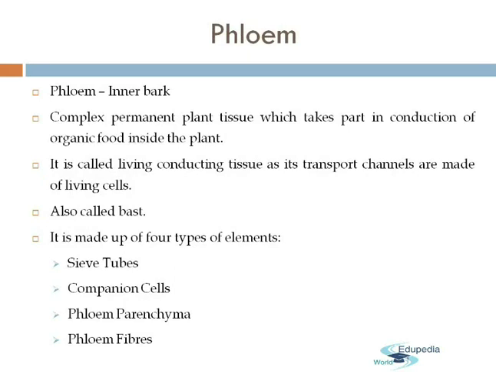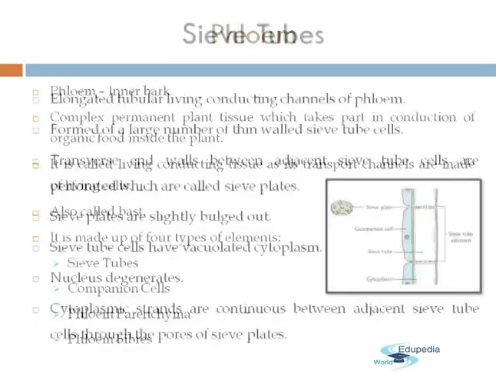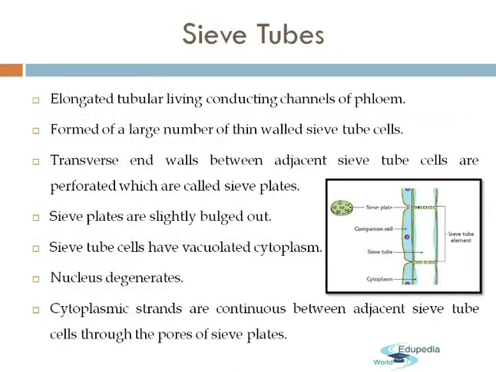Now, let us discuss another complex permanent tissue, that is the phloem. The word phloem means inner bark. It is the complex permanent tissue which helps in the conduction of organic food inside the plant. It is a living conducting tissue as its transport channels are made up of living cells. You are going to find that most of its elements are living. It is also known as the bast. So xylem was known as the wood, and phloem is known as the bast. And it is made up of 4 types of elements: the sieve tubes, the companion cells, the Phloem Parenchyma and the Phloem Fibers. First, let us start with the sieve tubes.